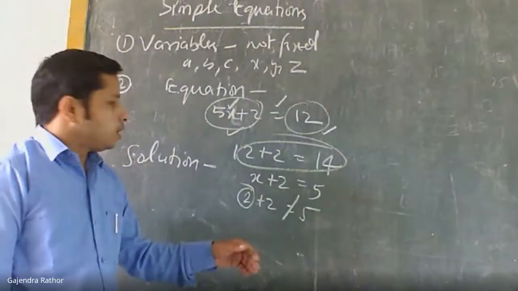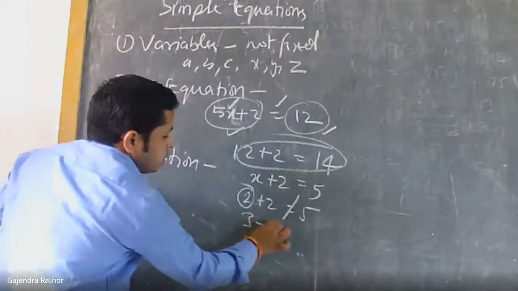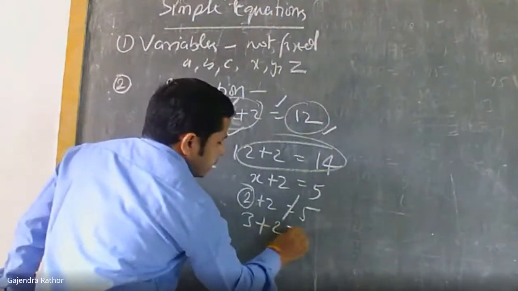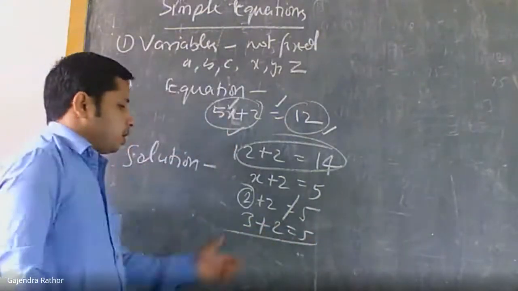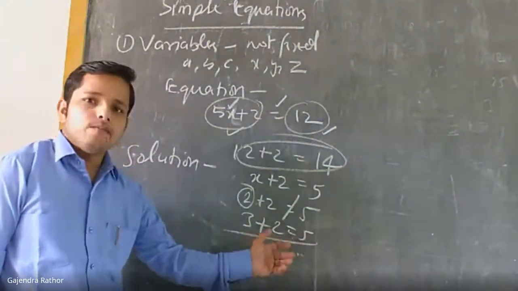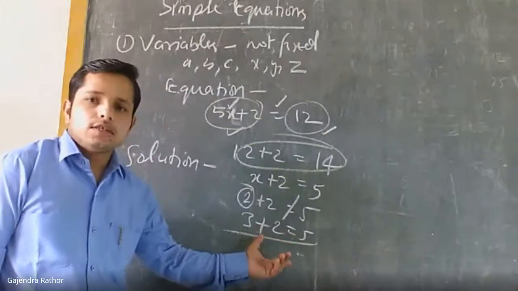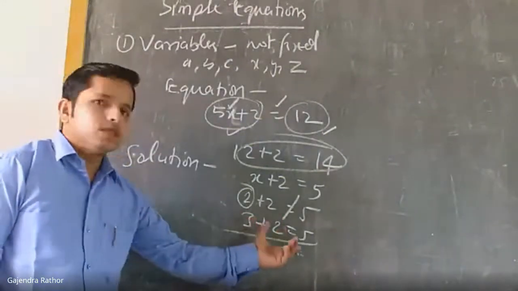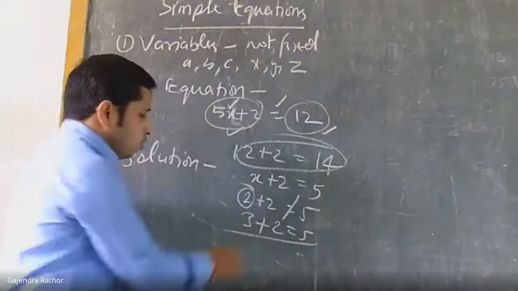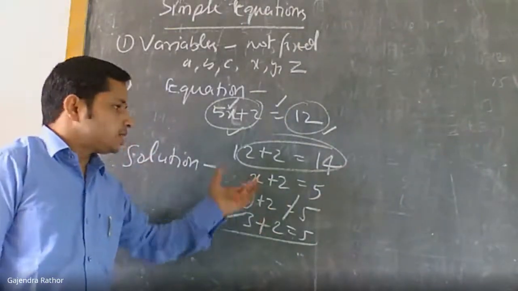Now again I tell you to put 3, so 3 plus 2 is equal to 5. Now we are seeing here 3 plus 2 is equal to 5. This equation is now satisfied. Satisfied meaning the value of both sides will be equal. So 3 is the solution of this equation.